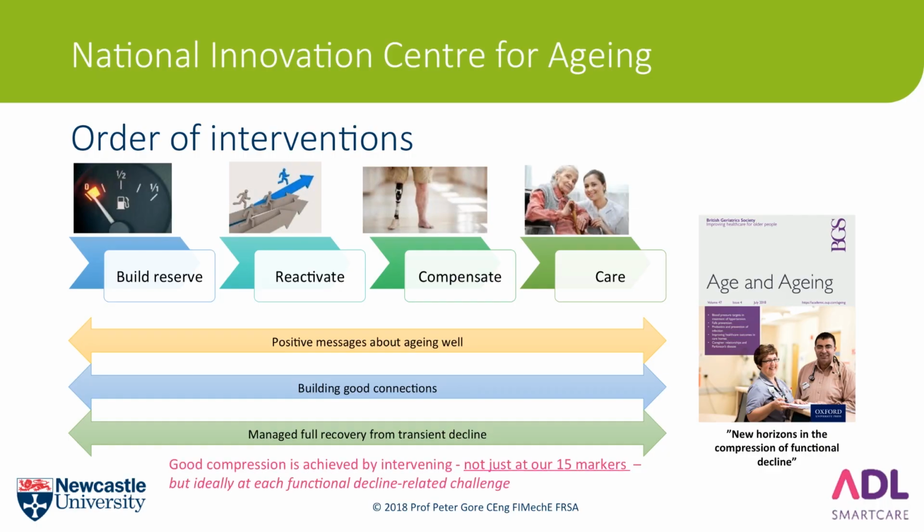And we know that we can do a lot there. Another important point here is that although we're using 15 markers, for instance, we as a company would have 200 different things that we could help people with. People have all sorts of problems with aging.